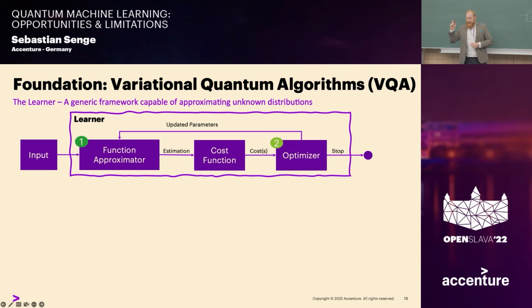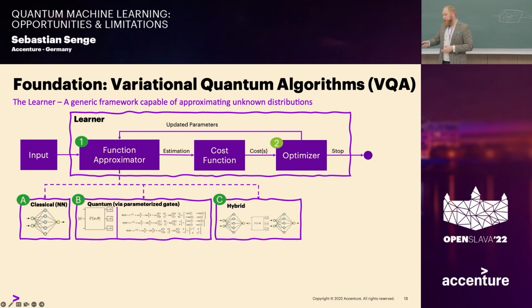And here you see a learner framework. If you've ever done some kind of machine learning on a classical computer, you will recognize that, right? So we have the input on the left side, and in the learner, we have a function approximator, for example, as we will see, a neural network. Then you have a cost function, and at the end you have an optimizer, and then you start your iteration and your computation and learning once more, right?